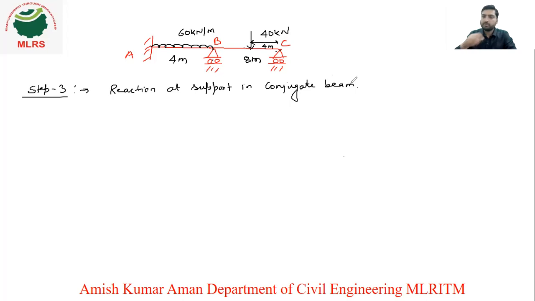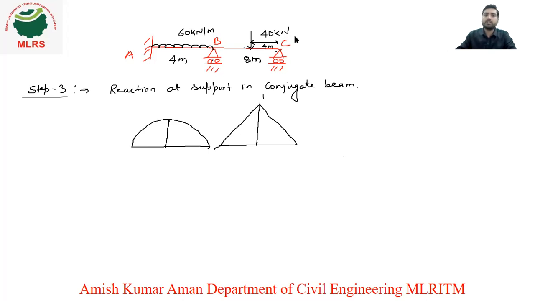So first we will make the conjugate beam. For the AB span, this is a UDL. So what will be the shape of the bending moment diagram? A parabola. Now for the BC span, what type of load is it? A point load, so it will be triangular. What is the maximum bending moment? You can see we have already calculated it as 120, right? In this span the bending moment is 120, and in this span the bending moment is 80.